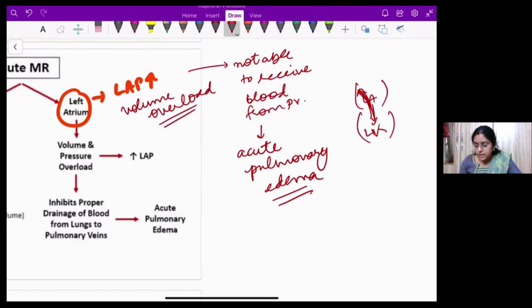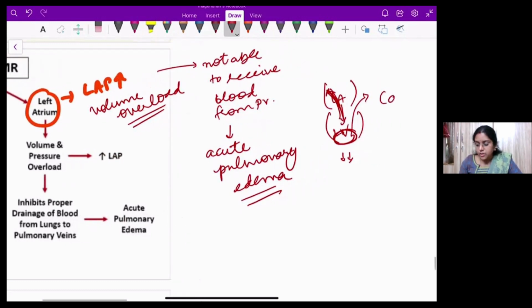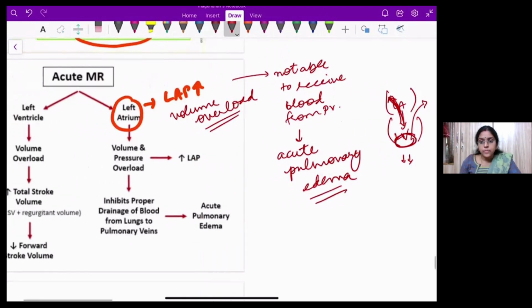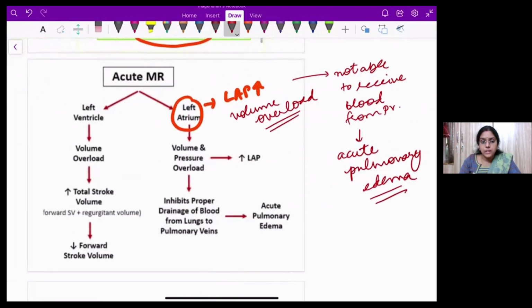So what happens in the ventricle? There is very little amount of blood, so it is not able to pump outside. As a result, cardiac output will decrease. Because the left ventricle is having very little blood, the cardiac output will decrease. The stroke volume of the heart will also decrease.